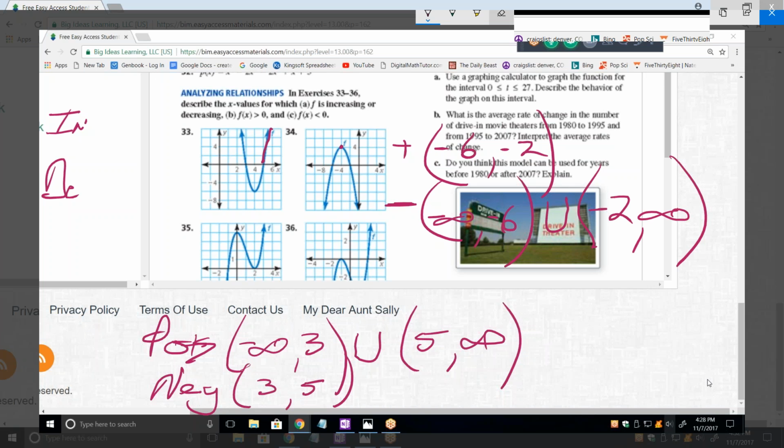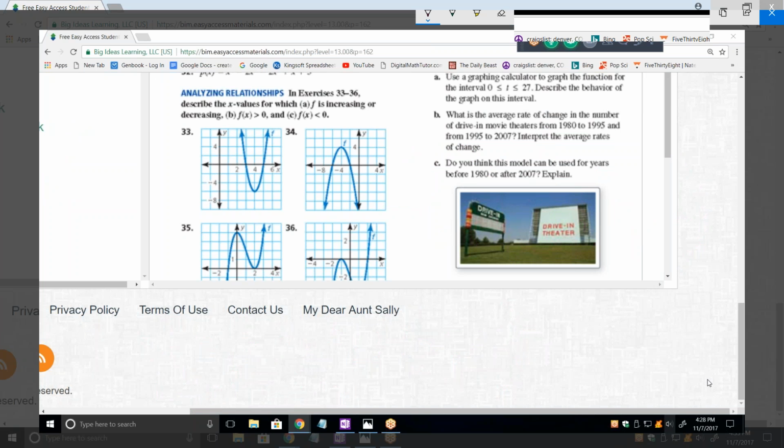Okay, now let's look at 35. Yeah, we might as well answer in interval notation also. Let's just go through them. Increasing where? So it increases from negative infinity to, what is that, 0? Remember, you're always giving the x values. Not always, but on these problems where they want you to give an interval notation, it is always given based on the x values, never the y value.